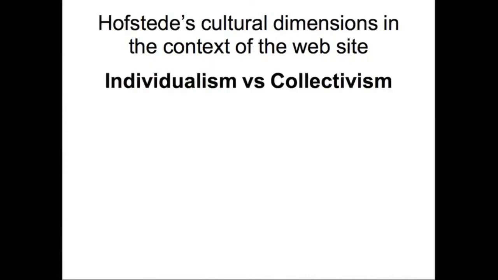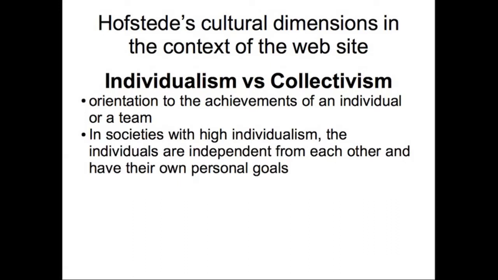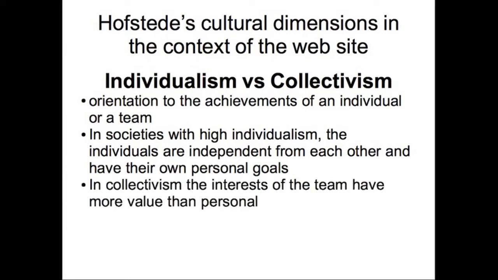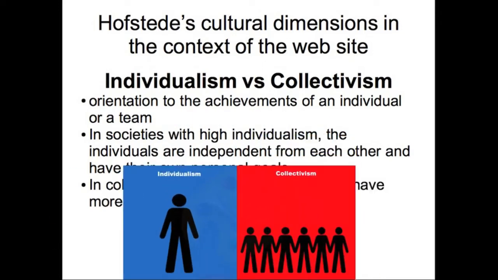The second dimension is individualism versus collectivism. It means the orientation to the achievement of an individual or of a team. In societies with high individualism, the individuals are independent from each other and have their own personal goals. In collectivism, the interests of the team have more value than personal goals. According to Marcus and Gould, this dimension impacts the following website aspects.